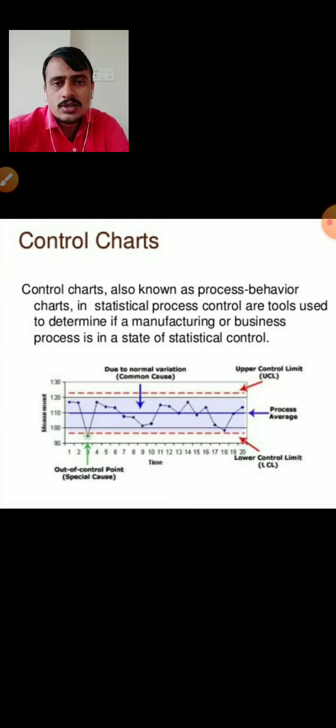It is also known as a process behavior chart. Statistical process control charts are tools used to determine whether a manufacturing or business process is in a state of statistical control. And the horizontal line is the process average.